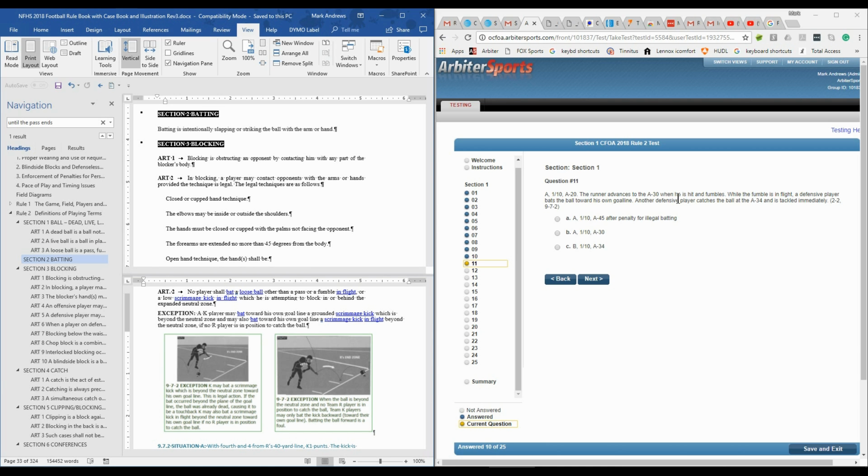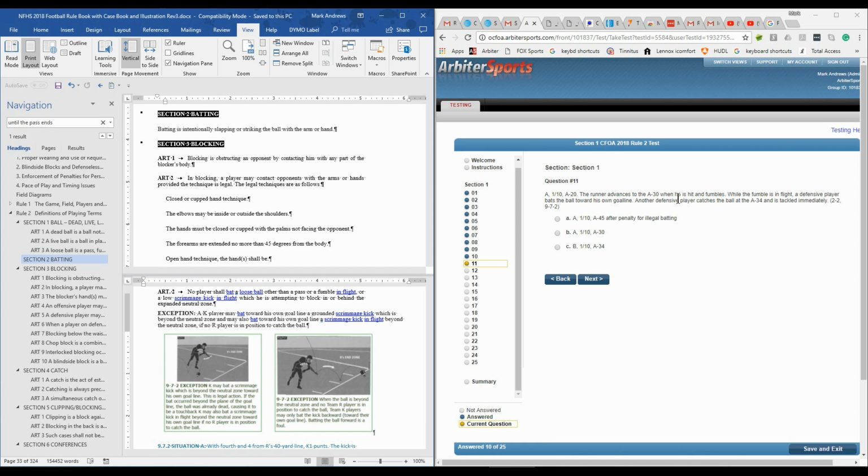The runner advances to the 30, where he is hit and fumbles. While the fumble is in flight, in other words, it's in the air, a defensive player bats the ball towards his own goal line. Another defensive player catches the ball at the A34 and is tackled immediately.